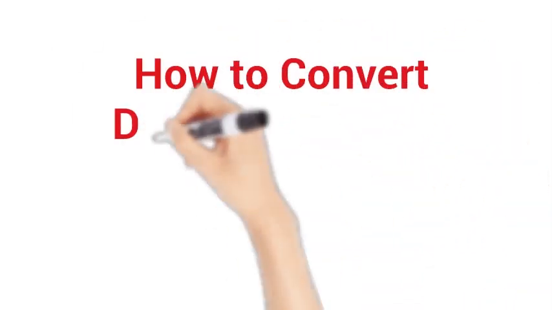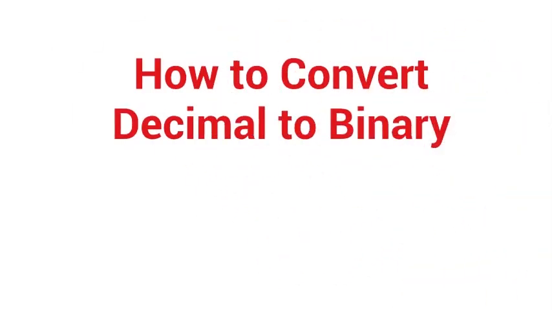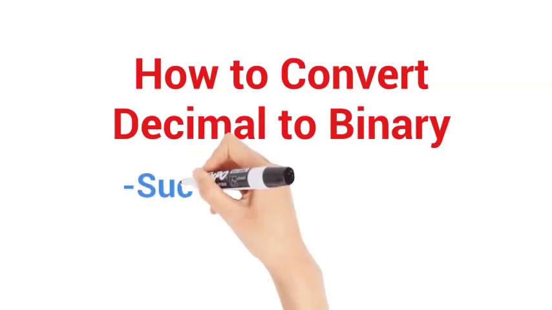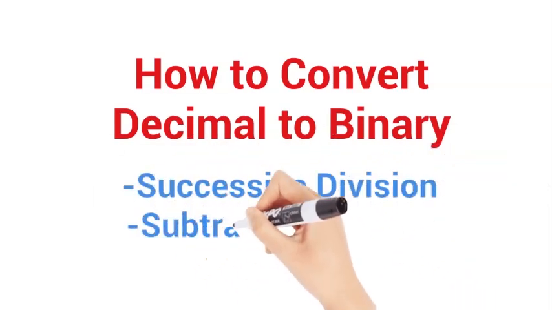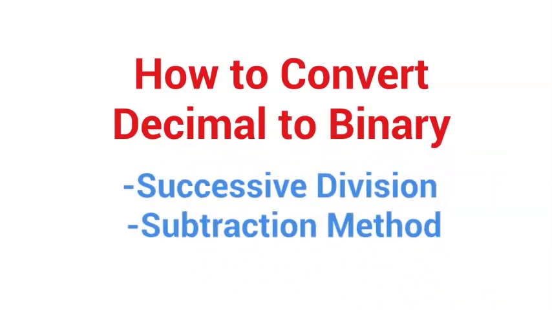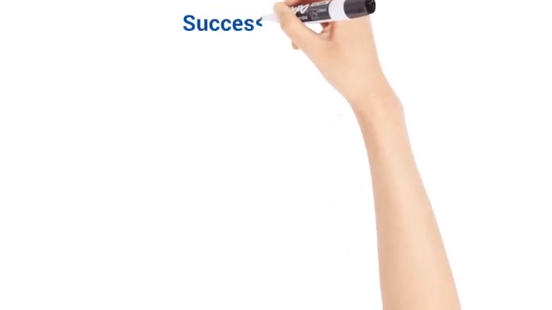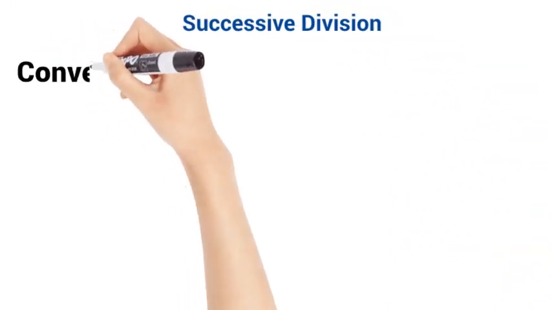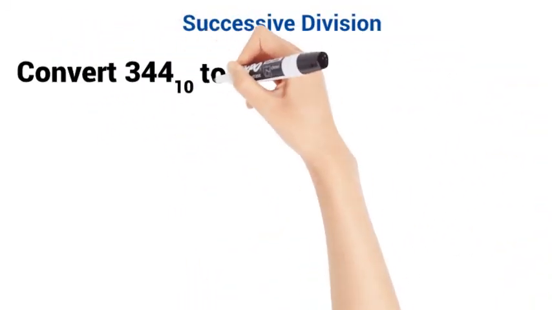I will show you how to convert decimal to binary system using successive division and subtraction method. Let us first use successive division. Convert 344 to binary.